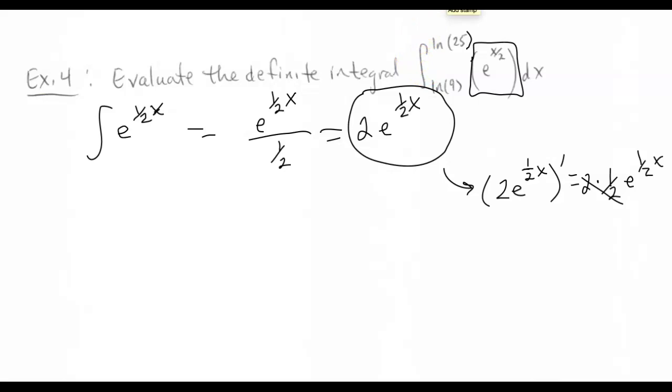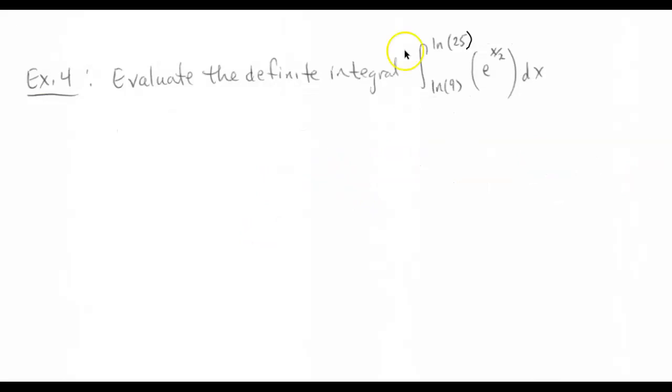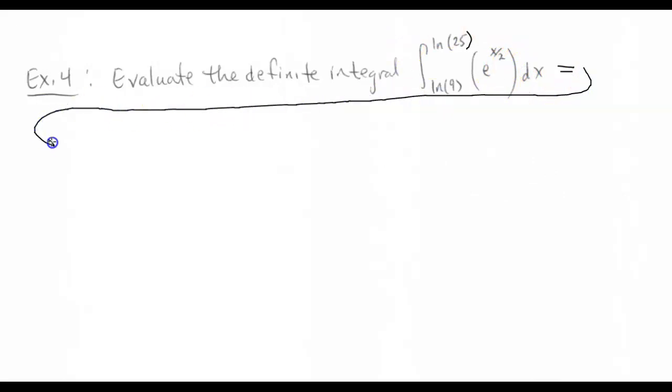So now that we've discussed that, I'm going to go ahead and erase what I have here, and then we'll actually formally start the problem and see what our answer should be. All right, so for this problem here, I'll just go ahead and do it like this. We know that our antiderivative is essentially going to be 2e raised to the 1/2 x. And we're going to evaluate that from natural log of 9 to natural log of 25.